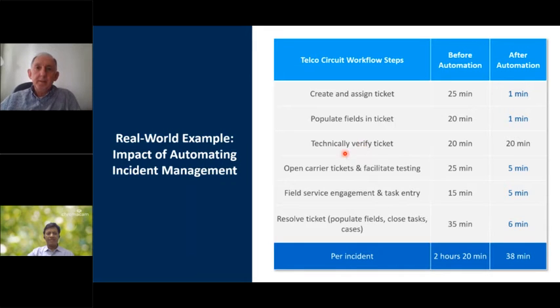Now, Peter, would you want to talk about this example, how this automation of the incident management helps? Yes, thank you, Rakesh. This is a real-world example from one of our customers who employed the ScienceLogic automated fault triage suite to reduce their ticket handling times, quite dramatically. The particular case was their telco circuit faults, and they had a lot of them. Before automation, they were at about 2 hours, 20 minutes per incident. After automation, they took that down to 38 minutes per incident by introducing this series of automations.